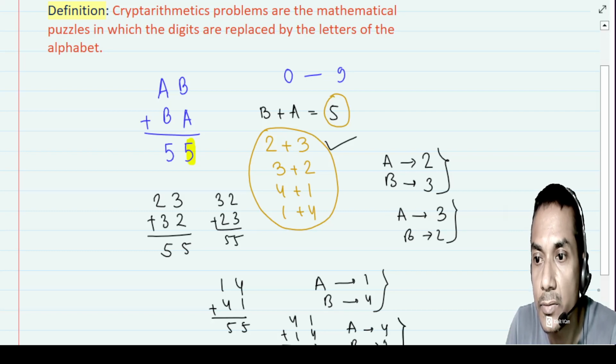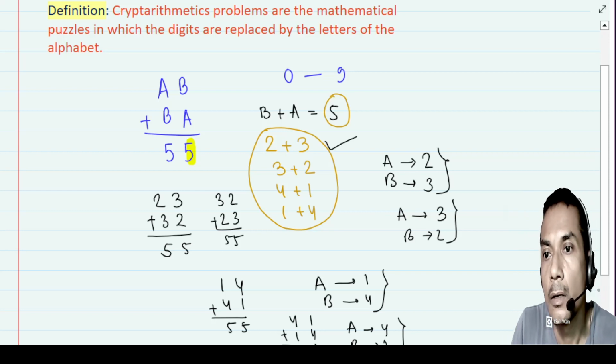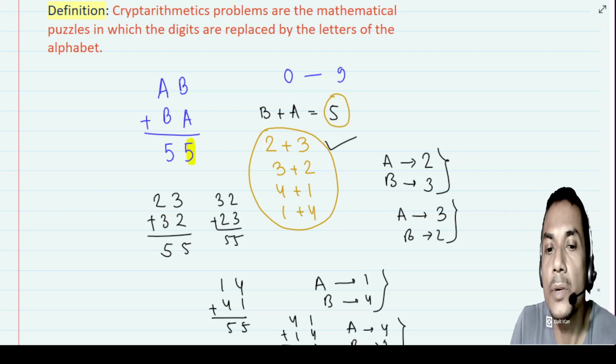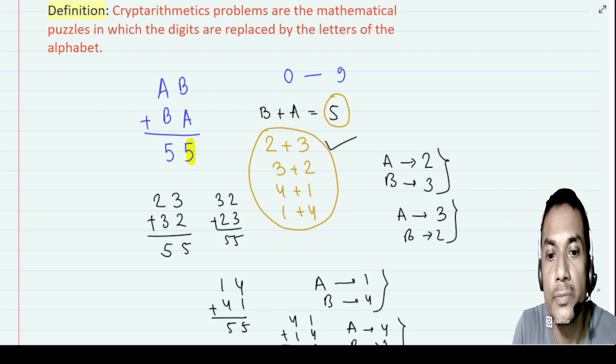Clear? So there are 4 possibilities, but in some critical problems, only one number is assigned to each alphabet. Those are the most difficult kinds of questions. Clear? Hope it is clear about cryptarithmetic.